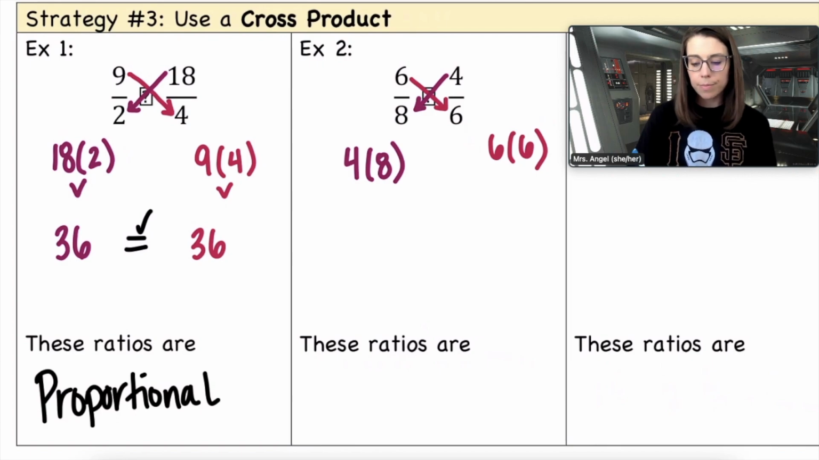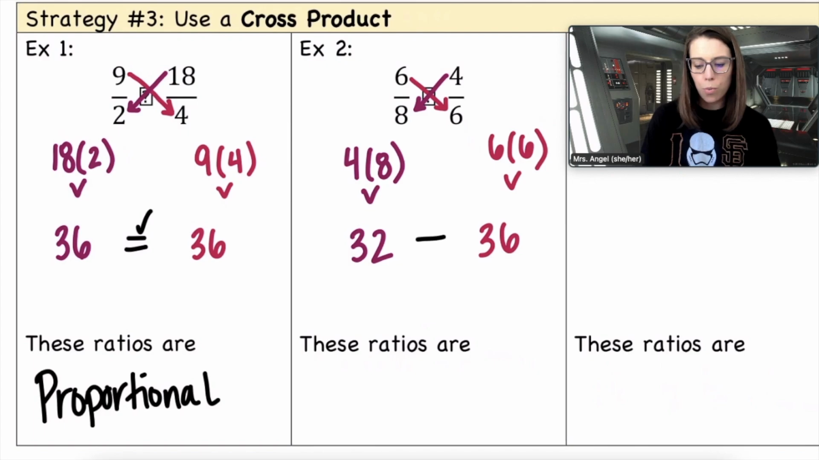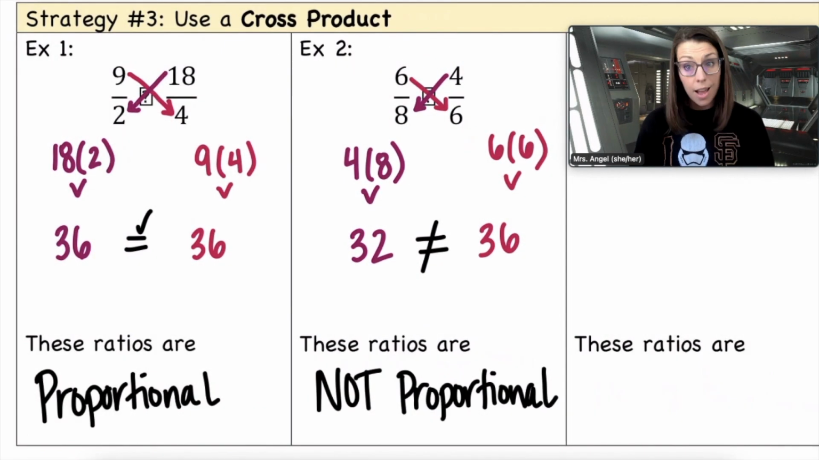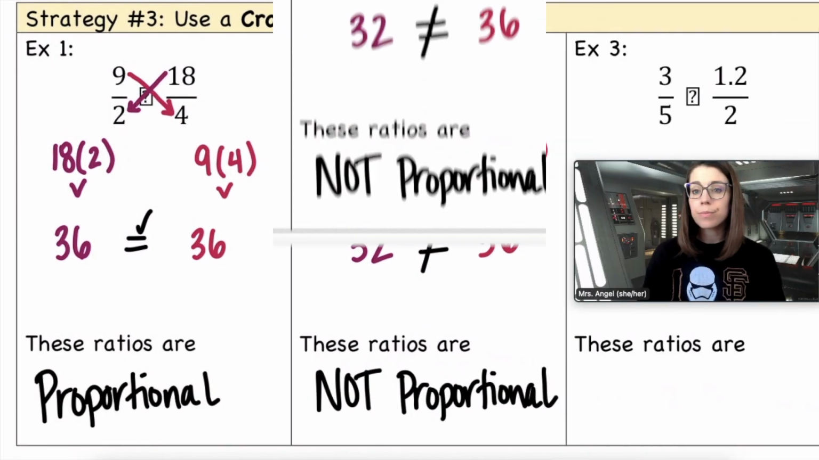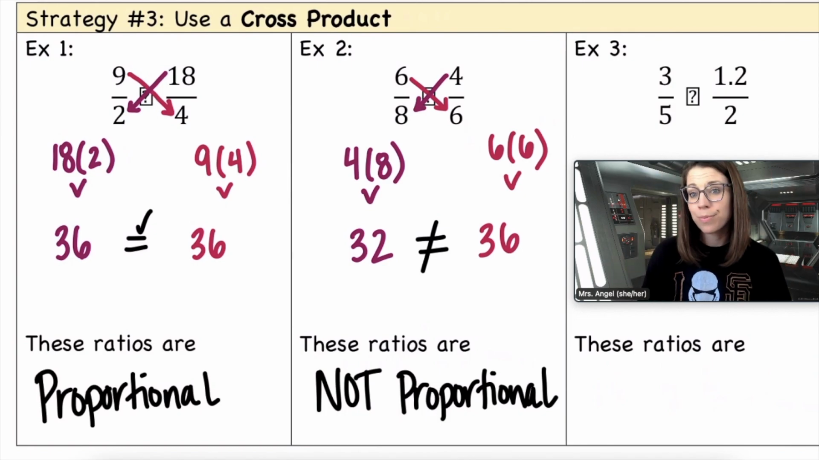4 times 8, that's 32. 6 times 6, that's 36. Does 32 equal 36? No way. Therefore, because the cross products are not equal, we would say that these ratios are not proportional. So it's your turn. Go ahead and try example 3 on your own now.